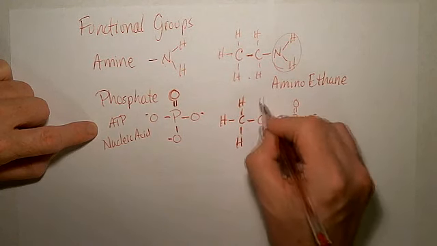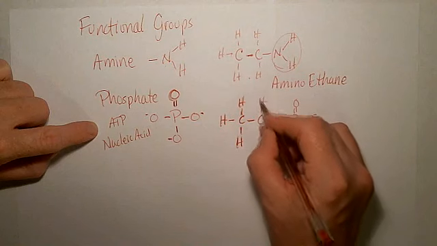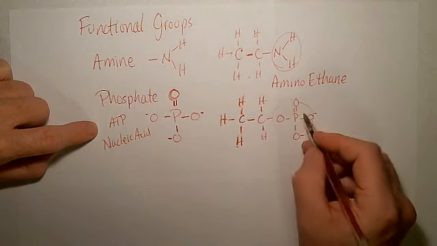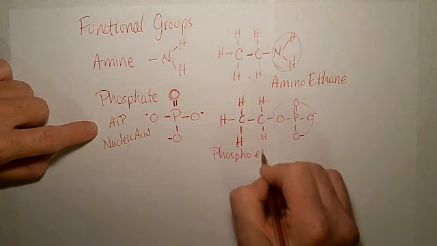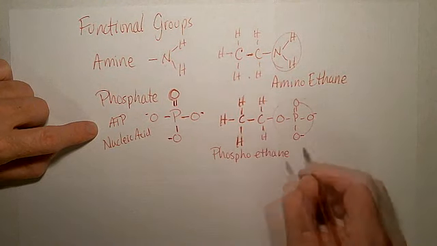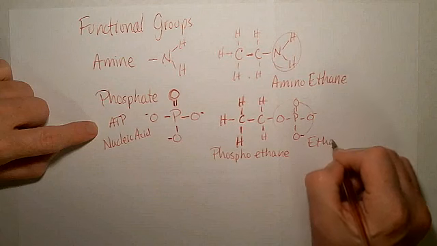Get our 4 bonds around our carbon here. And so here's my phosphate group. So this would be phosphoethane, or ethane phosphate would be another name for it.